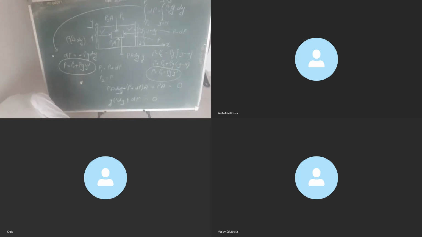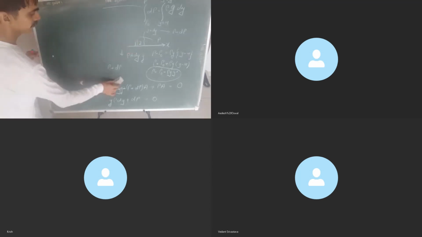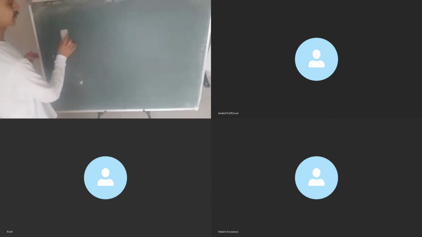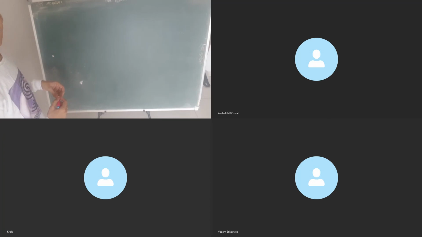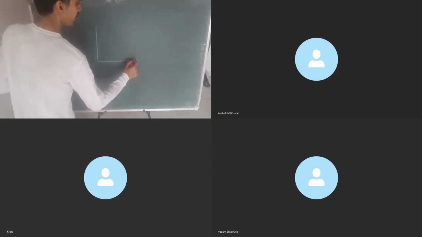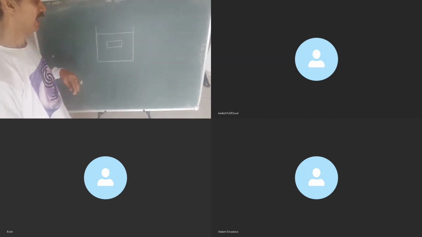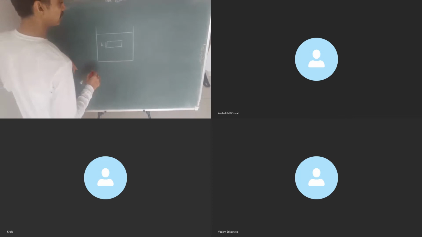Let us take a cuboid of capital A, area of cross section, and small h height, as shown in the figure.